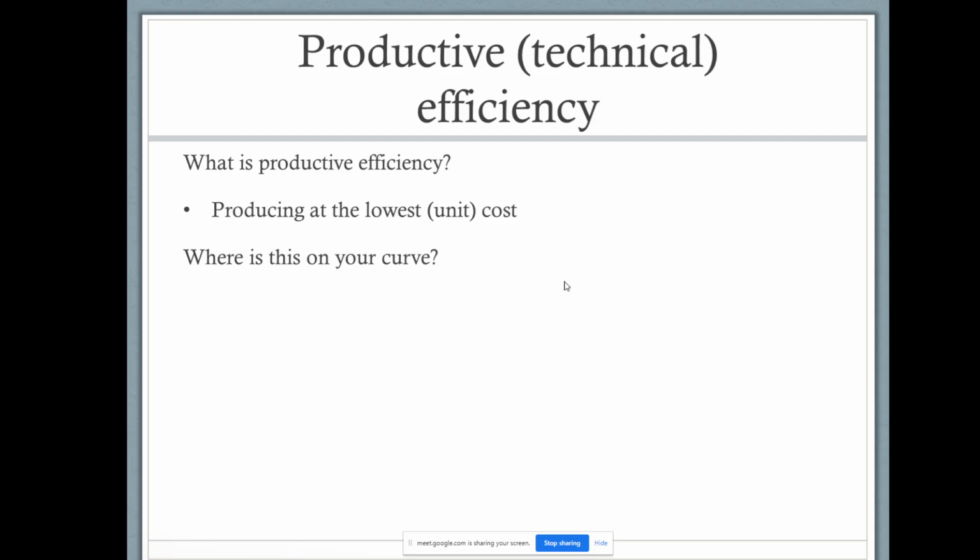and we'll go through your answer once again. But here, let's take a look at this. Where can you find that on your curve? Where can you find that in your perfect competition diagram? It's just the firm diagram. So where can you find the lowest unit cost?